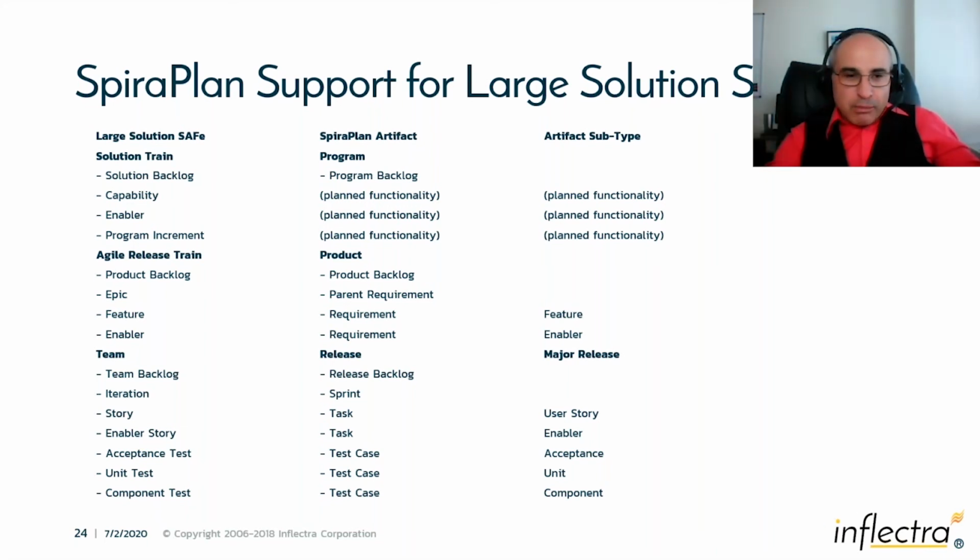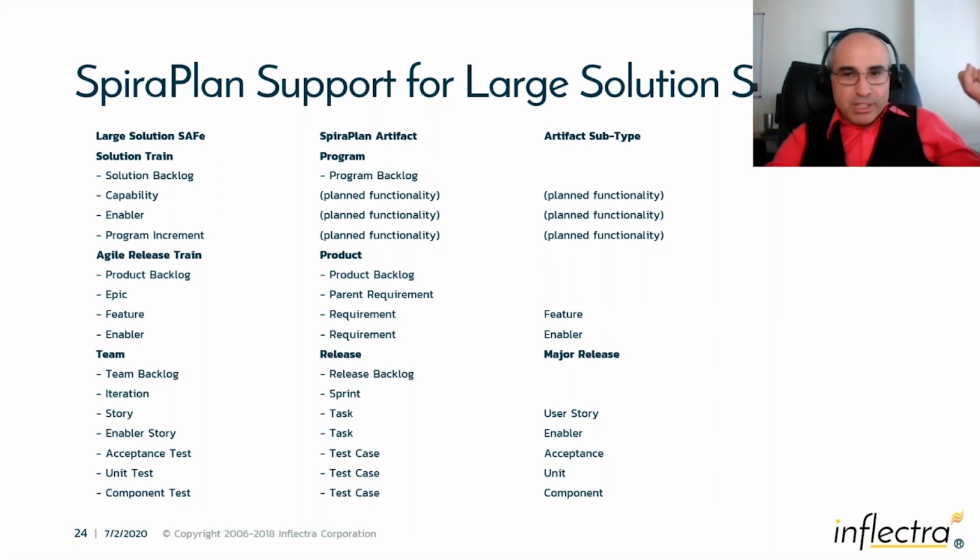And in SpiraPlan, sometimes we use a single artifact, like a requirement that has different types to map to the different SAFe types. Now, obviously, you can see here, there's some planned functionality listed. Right now, for large solution SAFe, we can do about 70% of it already with the latest version. We will be adding some functionality, which I'm going to talk about later on in future plans, and that will give us the ability to handle the capabilities, enablers, and program increments that we don't yet have. So the capabilities, enablers, and program increments part of SAFe, that's future functionality.